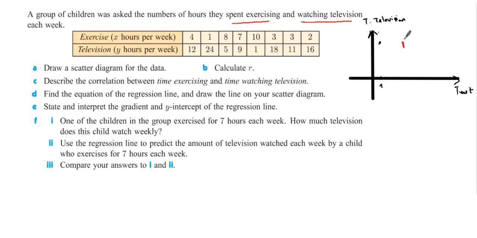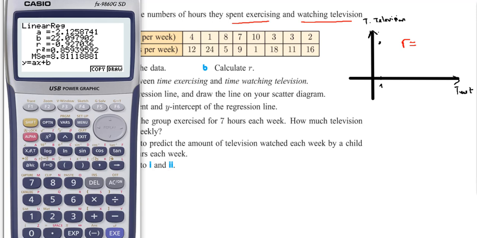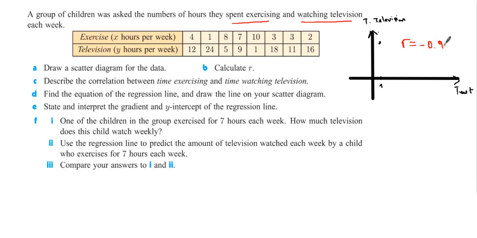R equals, the Pearson correlation coefficient is minus 0.927. And also for the AA students, just extra information, you don't need to know it.